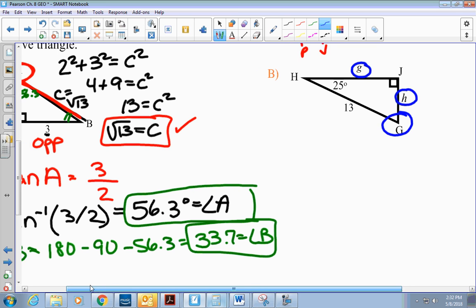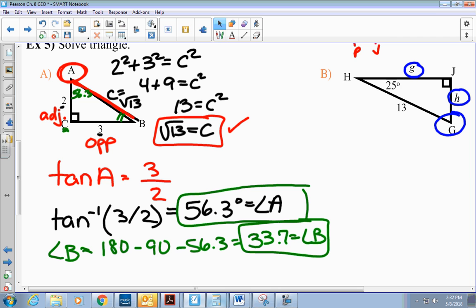We found this angle B by subtracting. Right? We use subtraction, but where does everything come from? Where does 180 come from? From all the angles being together. All the angles in a triangle add up to equal 180.